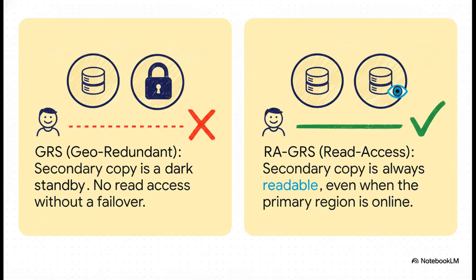Okay, everybody, listen up, because this next concept is, I am not kidding, one of the most frequently asked questions on the entire AZ-900. It's the difference between GRS and RA-GRS. With standard GRS, that second copy of your data in the other region is just sitting there, dark. You can't touch it or read it unless you officially declare a disaster and fail over. But with RA-GRS, that's Read Access Geo-Redundant Storage, that secondary copy is live and readable at all times.